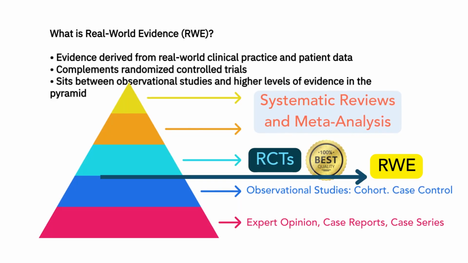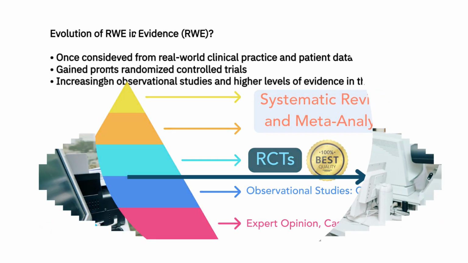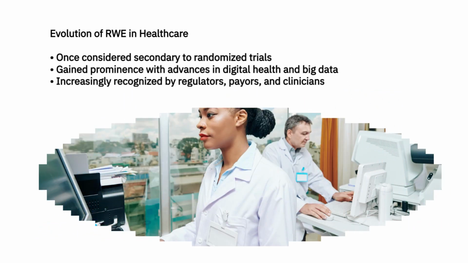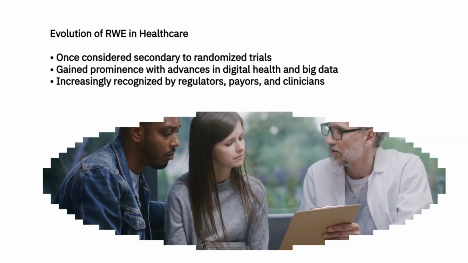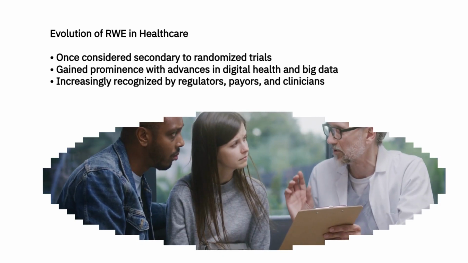It gives us the missing perspective: how interventions actually perform in real life across diverse patient populations, healthcare systems, and cultural contexts. Not too long ago, real-world evidence was considered second-class data compared to randomized controlled trials. For decades, the mindset was that only tightly controlled studies could produce reliable insights, while observational or real-world data were seen as too messy, too biased, and too inconsistent. But things began to change with the explosion of digital health records, advanced analytics, and big data capabilities.